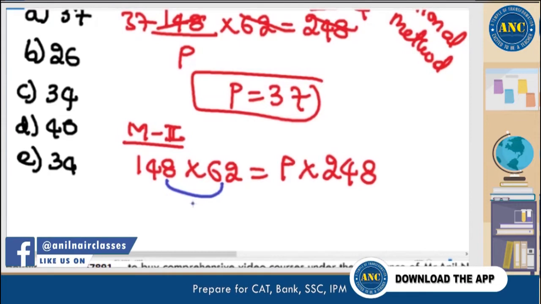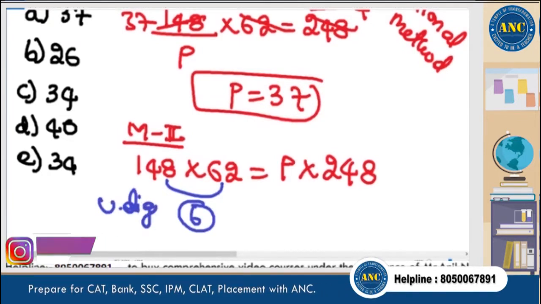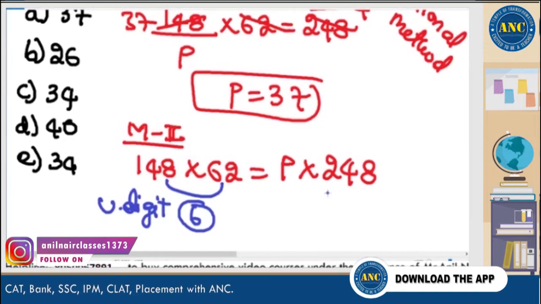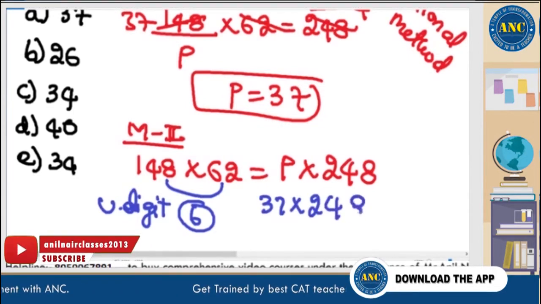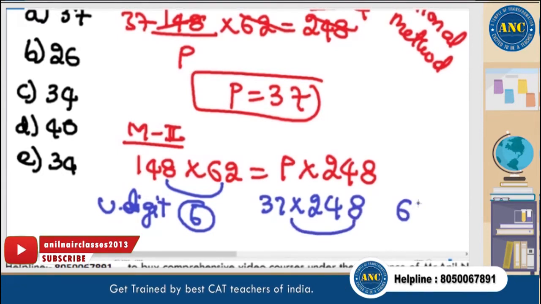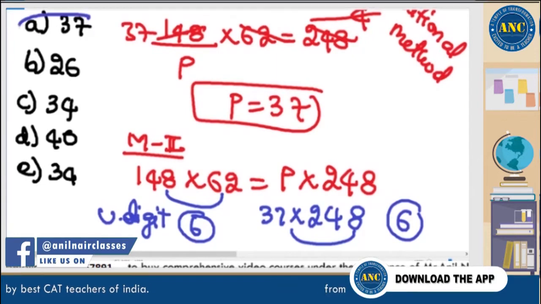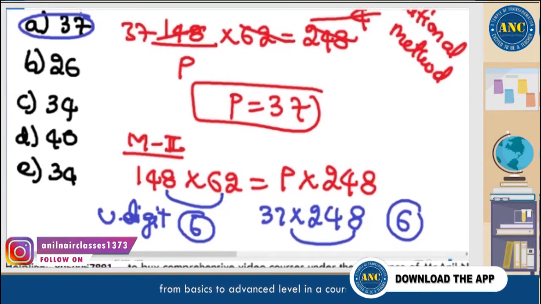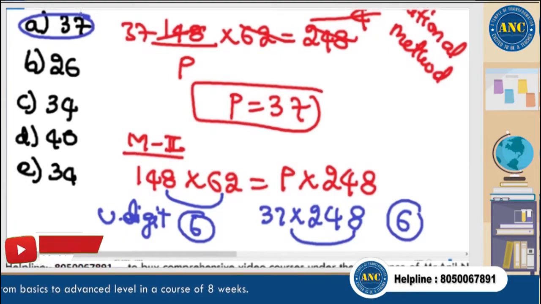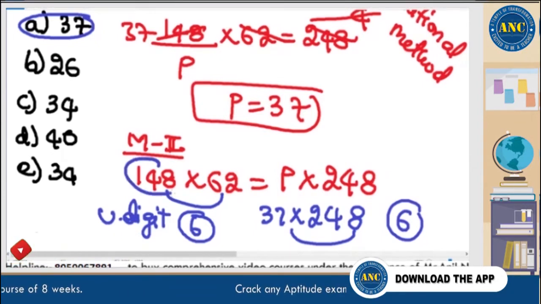8 2s are 16. Unit digit is 6. Vijay, you are right, beta. Suppose if I take 37 into 248, 7 8s are 56, unit digit 6. So answer is 37. I hope it is clear. You know, sir, why the answer is 37?